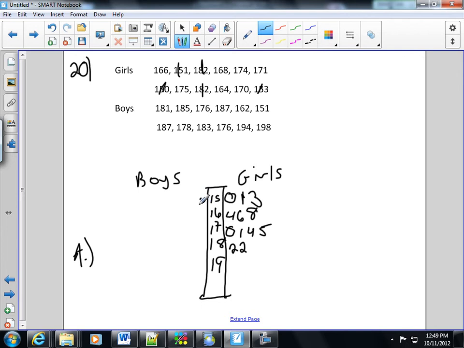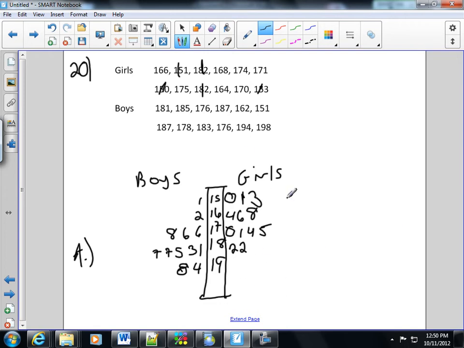On the boys' side, you have 1 at 150, you have 1 at 162, and then you have a 176, a 176, and a 178. In the 180s, you have a 181, 183, 185, and 2 187s. Here you have a 194 and a 198. Okay? And that basically is your stem and leaf plot.